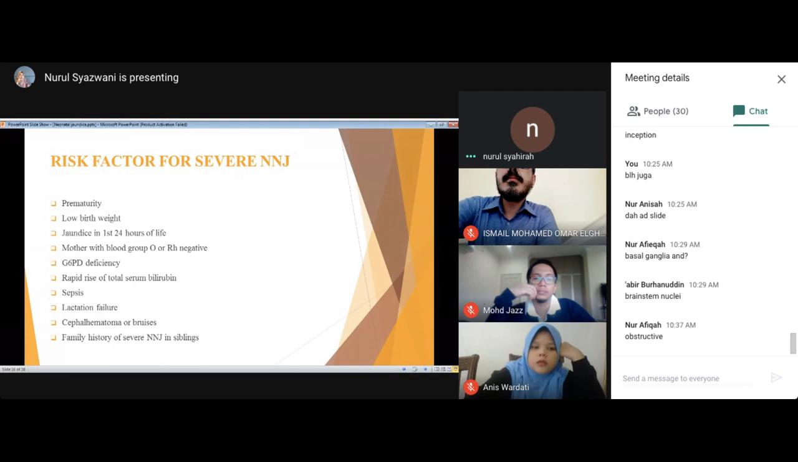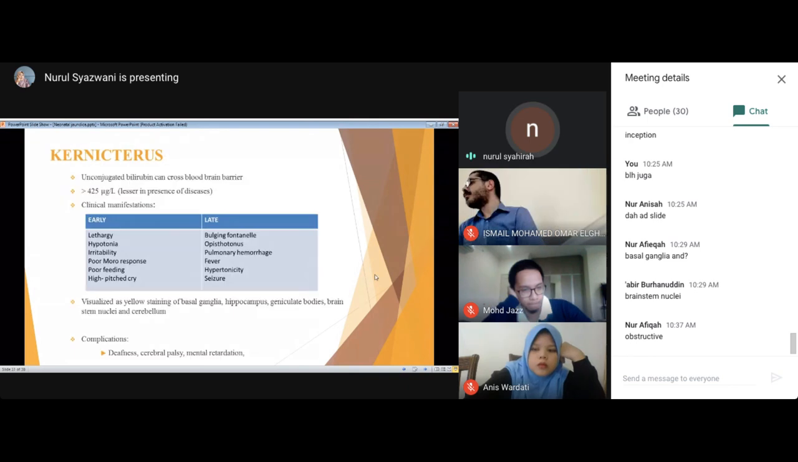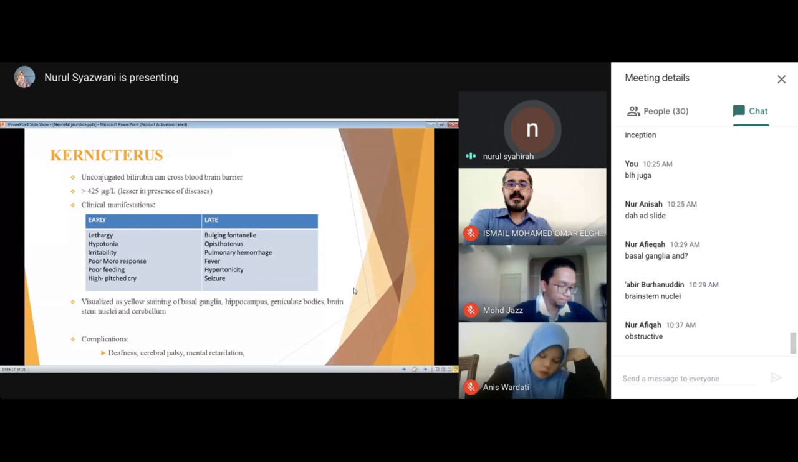Okay, so we go to kernicterus, which is the complication of the unconjugated bilirubin that deposited in the basal ganglia. So we know that unconjugated bilirubin can cross the blood-brain barrier. Usually, the baby can manifest at the early stage with lethargy, hypotonia, irritability, poor motor response, poor feeding, and also high pitch cry. And for the late presentation, the baby may have a bulging fontanel, opisthotonus, pulmonary hemorrhage, fever, hypertonicity, as well as seizure.